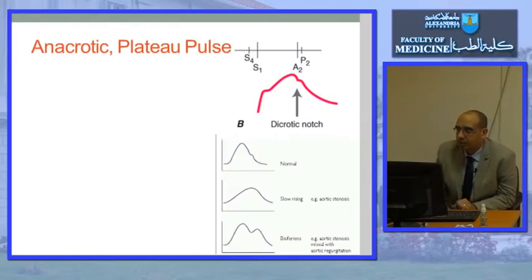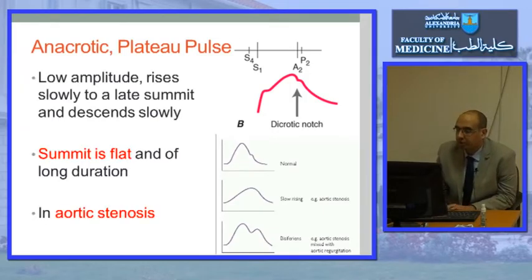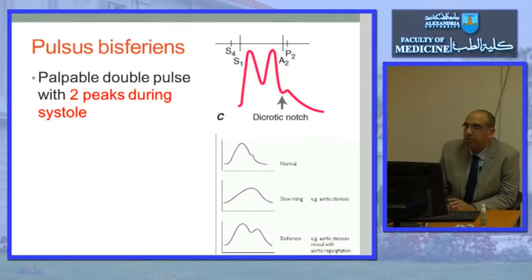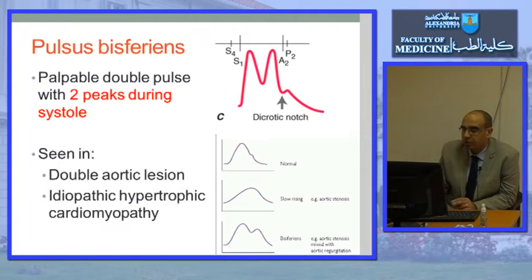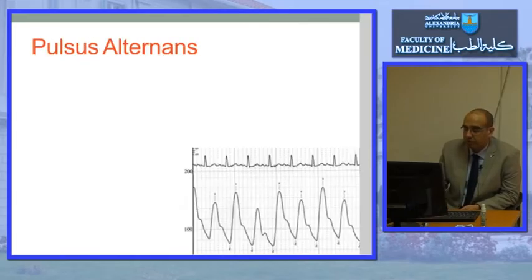Another abnormal character is plateau pulse, when there is no summit. Plateau pulse is present in aortic stenosis. Pulsus bisferiens, when there are two peaks, not only one peak, during systole, is present in double aortic lesions and in hypertrophic cardiomyopathy. Dicrotic pulse, when there are two peaks, one during systole and the other in diastole, is present in some types of fevers.